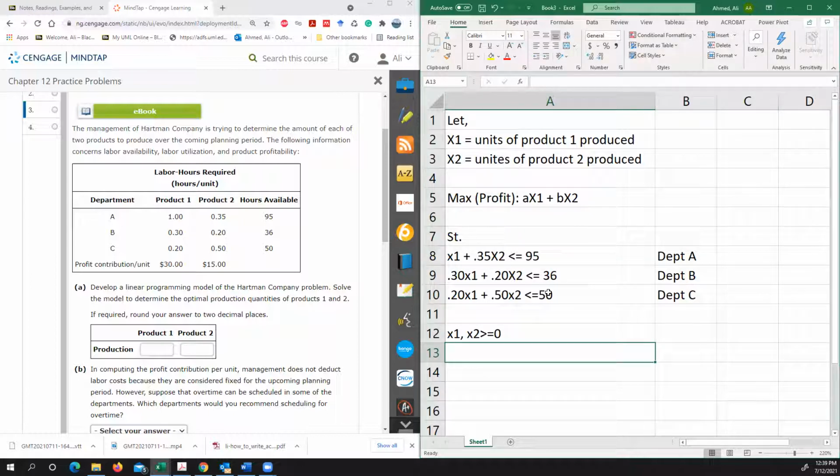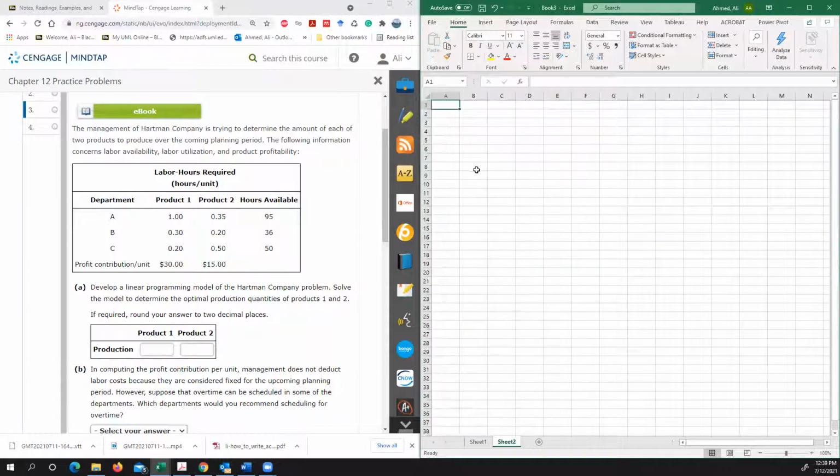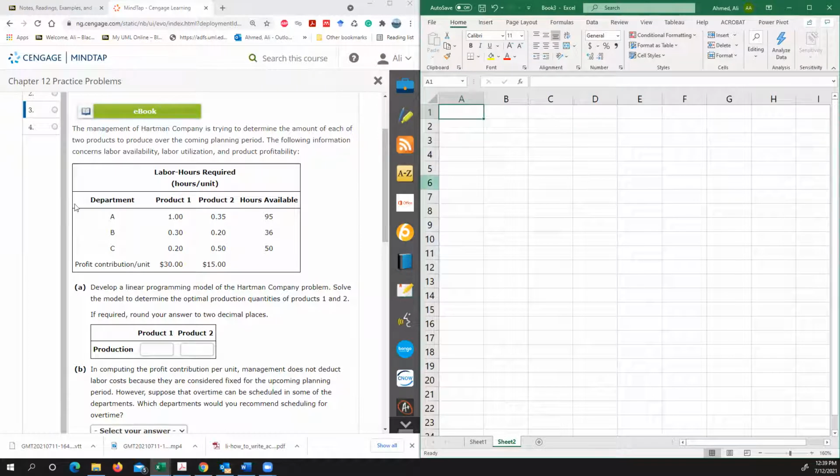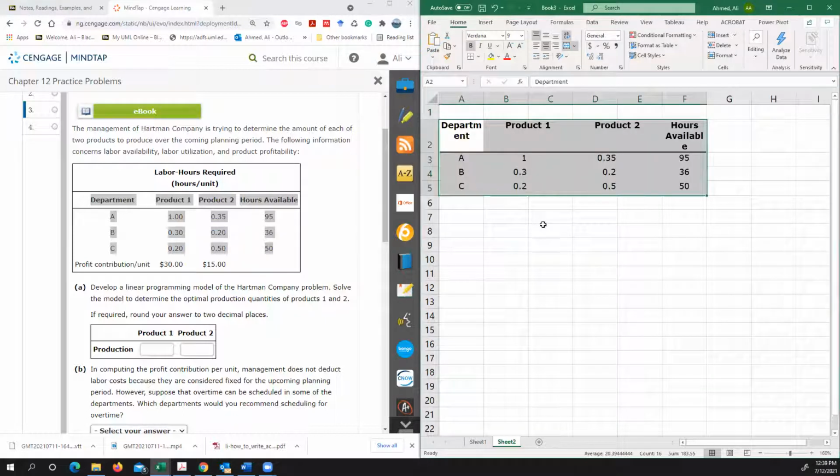Once we have the problem formulated, it will be easier for us to go into Excel and then do everything. So what I would do here, I will actually go to a new worksheet and then create the problem. So I will copy this data and put it here.